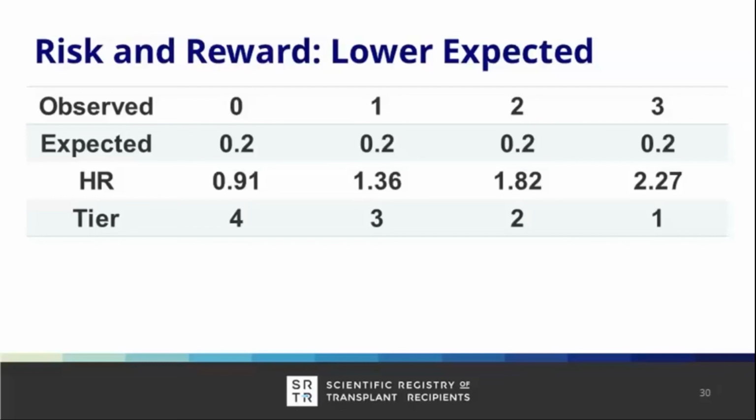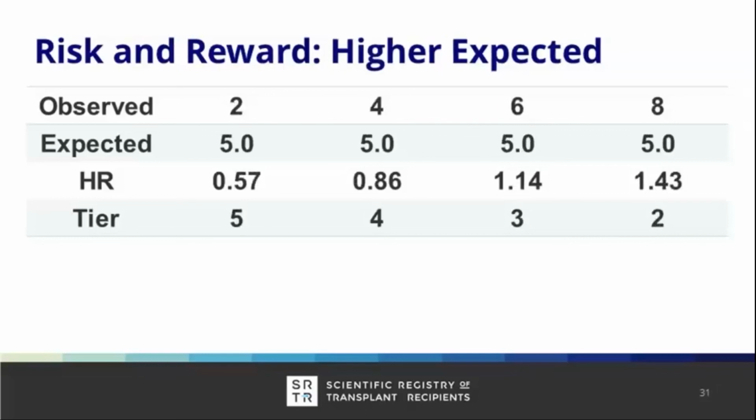If they start having 1 event, that's a bit worse than expected. Their hazard ratio would go to 1.36, and they'd end up in tier 3. If they have a lot of bad luck, they could end up in tier 2 or even tier 1, because the limit on the number of observed events is that you can't do better than 0, but the limit on how badly you can do would be the number of transplants you perform. So if you have a very small number of expected events because you're doing a small number of transplants or you're not doing risky transplants, there's a real limit to how good your evaluation can get. But if you have some bad luck along the way, your evaluation could look fairly bad.